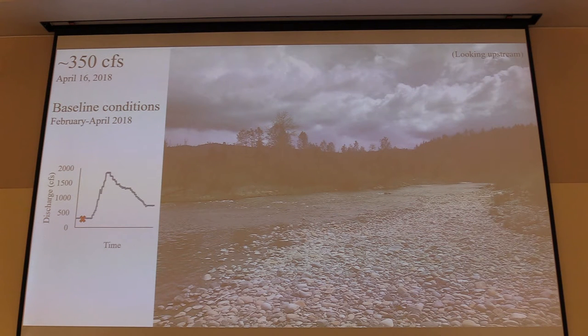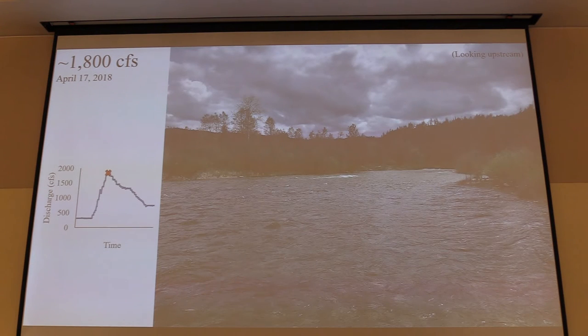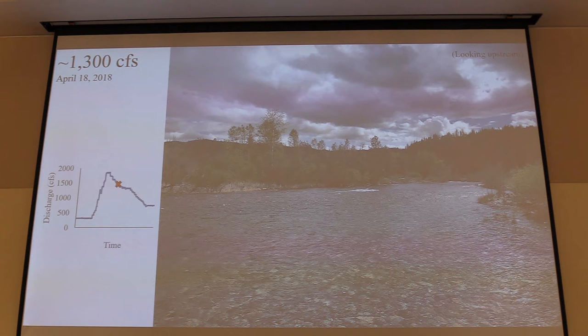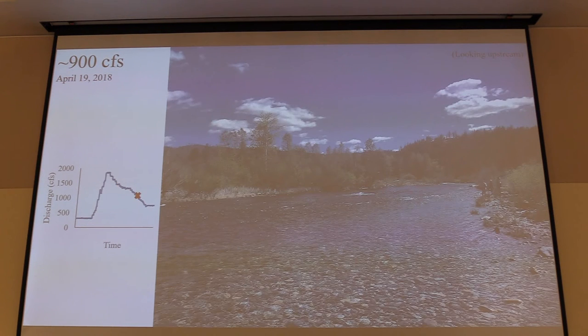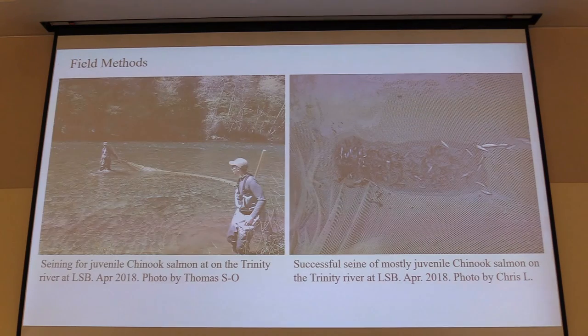And just for some perspective, this is our upstream site, Sawmill, exhibiting base flow conditions, and this is what it looks like for the majority of our data. This is one day after, so during the peak discharge of one of our experimental pulses. It's roughly a 4 to 5 fold increase in discharge, and you can see the increase in wetted area during these flows. This is 2 days after the initiation of our experimental pulse, and 3 days after at 900 CFS.